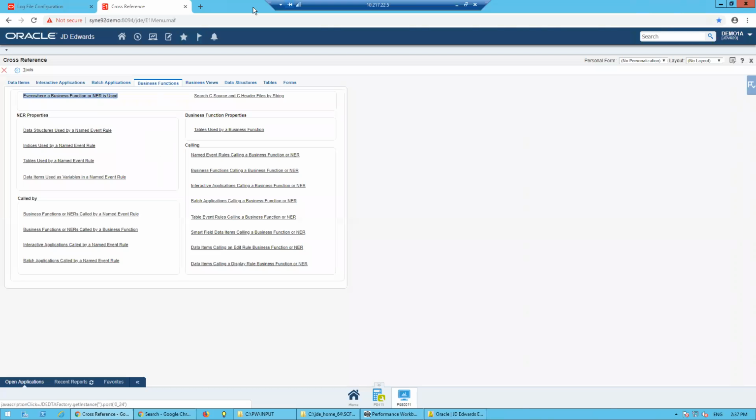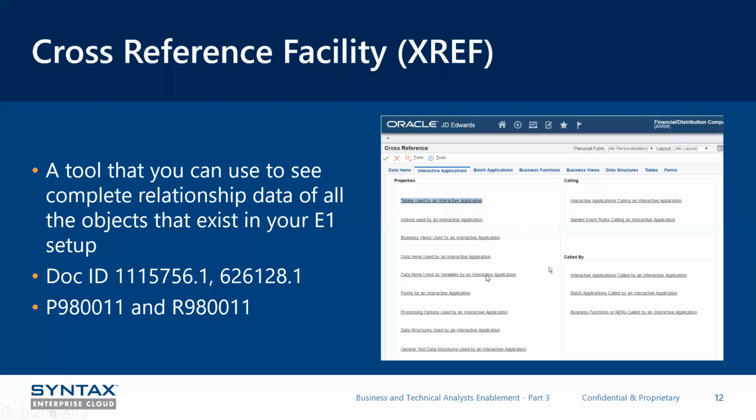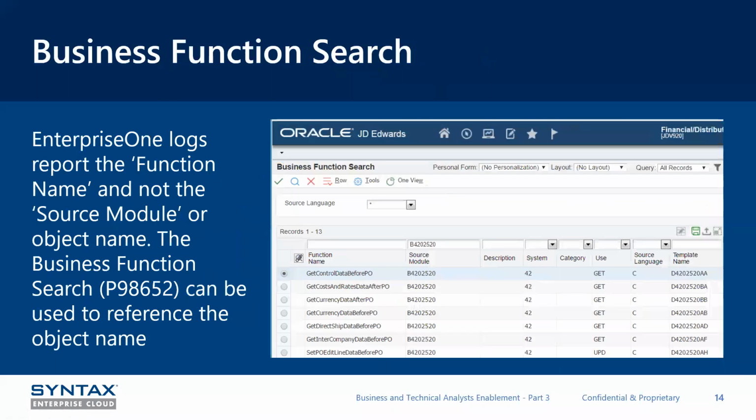So that's coming from the F980011 table, which is the table behind the cross-reference, which is the P980011. So great, all sorts of different questions that we can ask within our troubleshooting process. So the cross-reference facility, as I said, there's a couple different steps there.